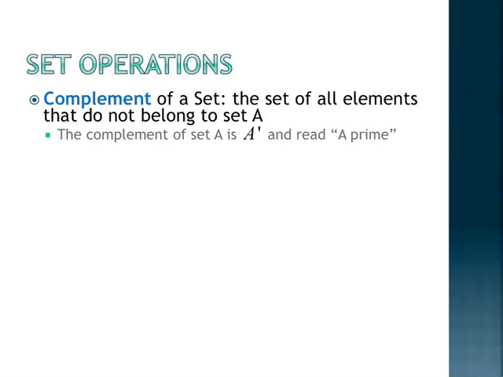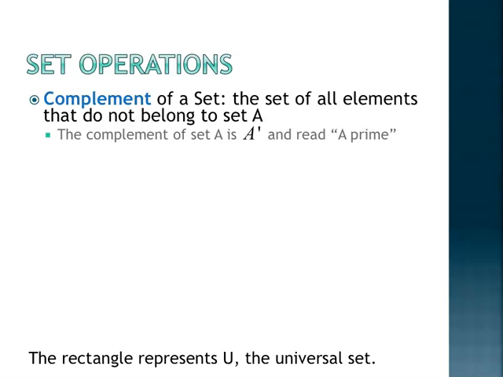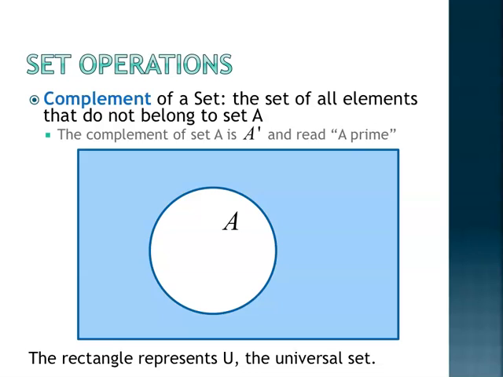Now just as a visual for us to see what this looks like, let's say you have this rectangle out here, and that represents U, the universal set. And then set A is everything that's inside of that circle there, and everything that's not in set A, everything outside of that set, is the shaded part, which is what we call A prime. So that's the complement of set A.